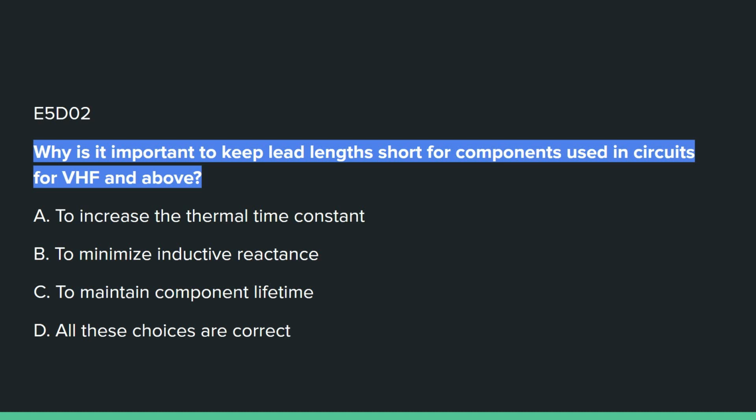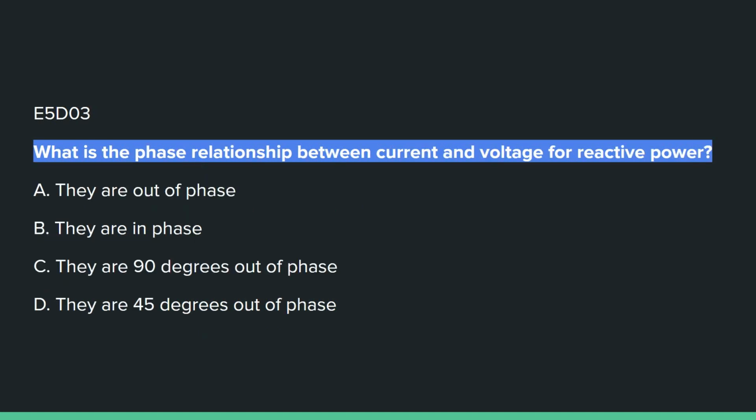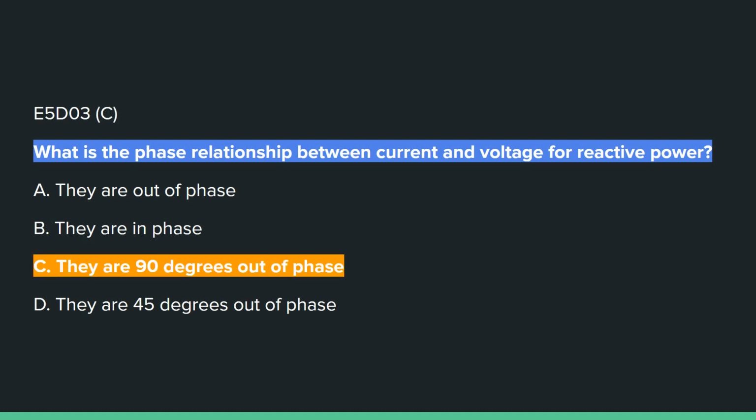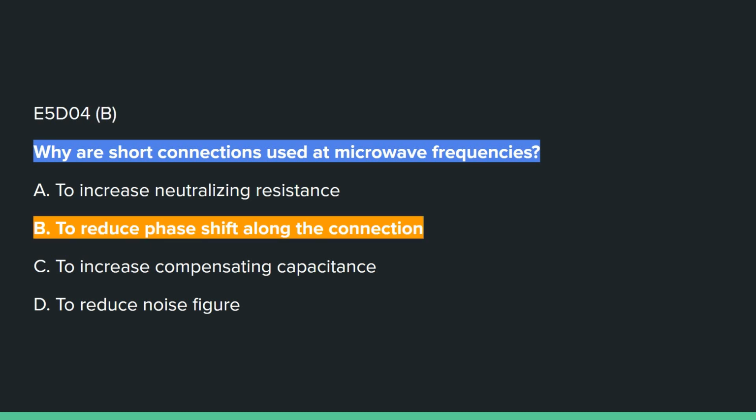E5D02, why is it important to keep lead lengths short for components used in circuits for VHF and above? B, to minimize inductive reactance. E5D03, what is the phase relationship between current and voltage for reactive power? C, they are 90 degrees out of phase. E5D04, why are short connections used at microwave frequencies? That's B, to reduce phase shift along the connection.